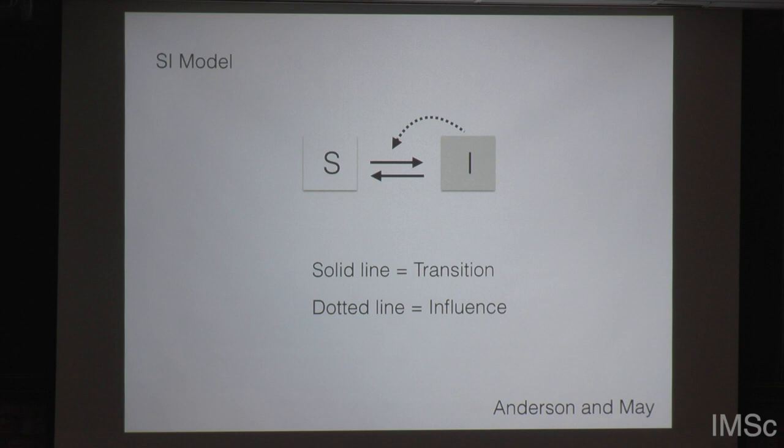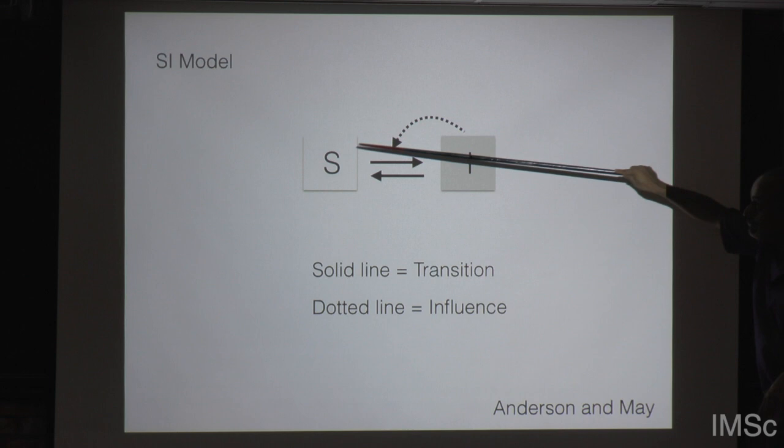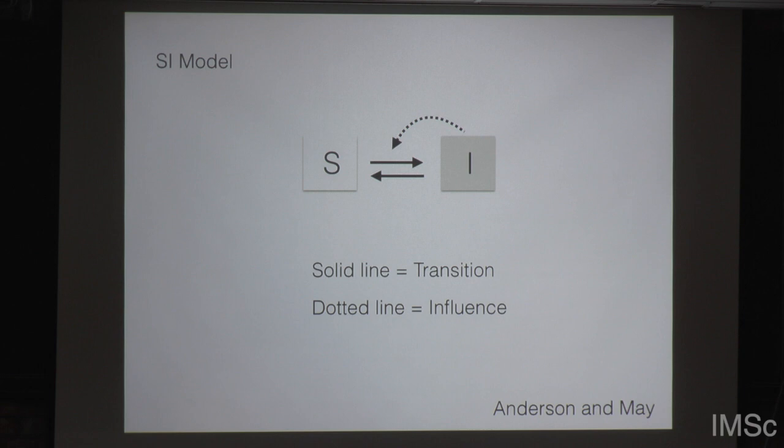And the terminology that I will use: the arrows are S going to I, but these dots here reflect an influence. So the presence of infected people influences the transition between S and I. And a lot of the work that we have to do in the modeling is to decide the form that influence will actually take. Okay?